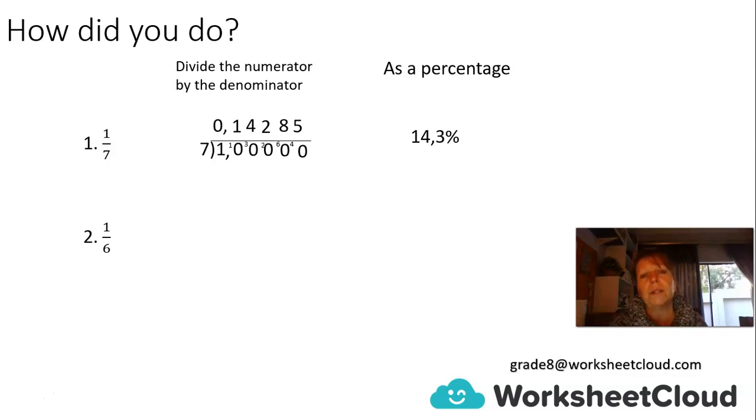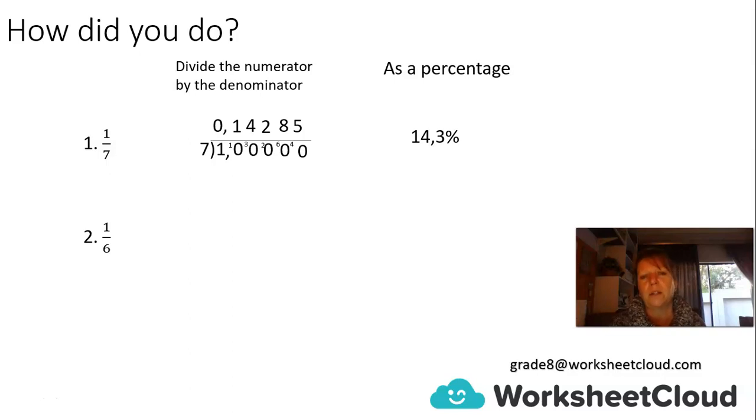Okay, so 1/7 is a little bit of an odd one, and we will probably always round off to the first decimal place, which will then give me 14,3%. If we were asked to round off to the nearest percentage, then it would be 14%.